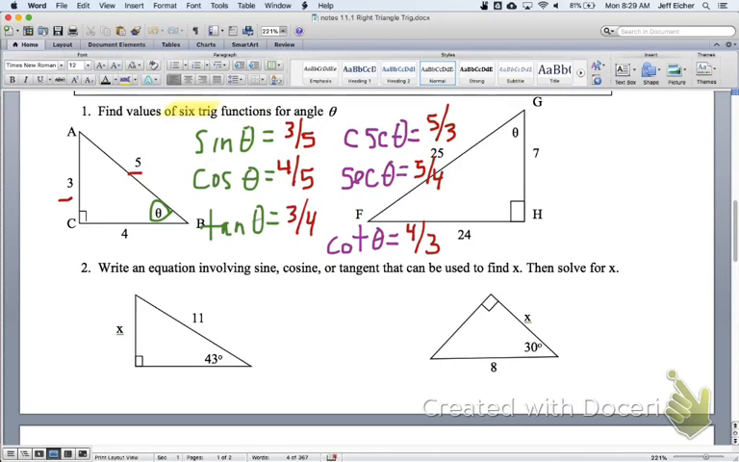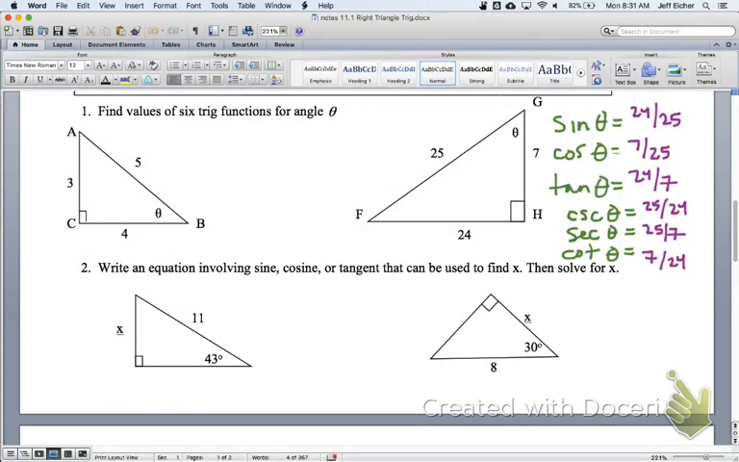Why don't you pause this video and see if you can do this other triangle, triangle FGH, and write these 6 trig functions. Welcome back. Here are the answers I got. The first 3 trig ratios right here, and then the reciprocal functions below them.